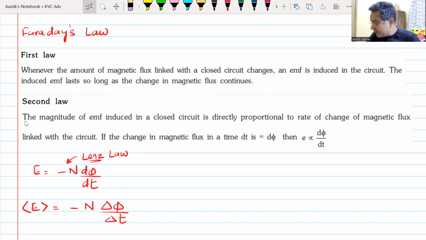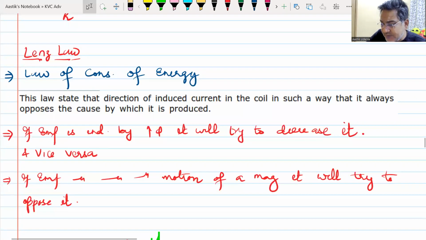We have also seen that this negative sign is explained by Lenz's law, which is nothing but the law of conservation of energy. The direction of induced EMF is always induced whether the circuit is closed or not, but current will only flow when the circuit is closed. The EMF and the current depend on time, but the charge flown through the circuit only depends on the change in flux.